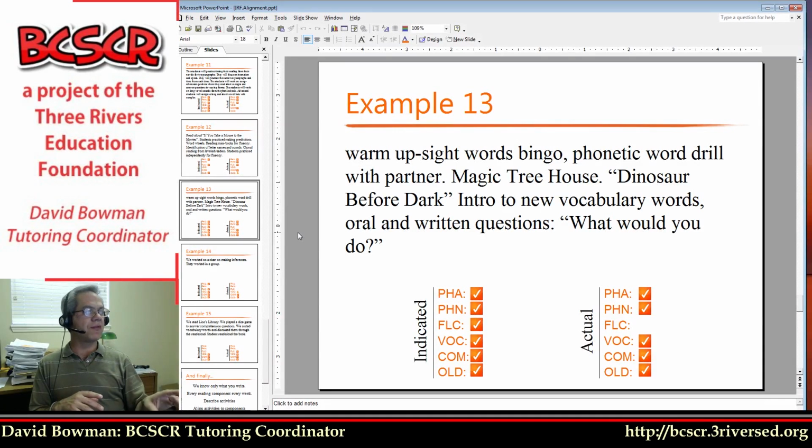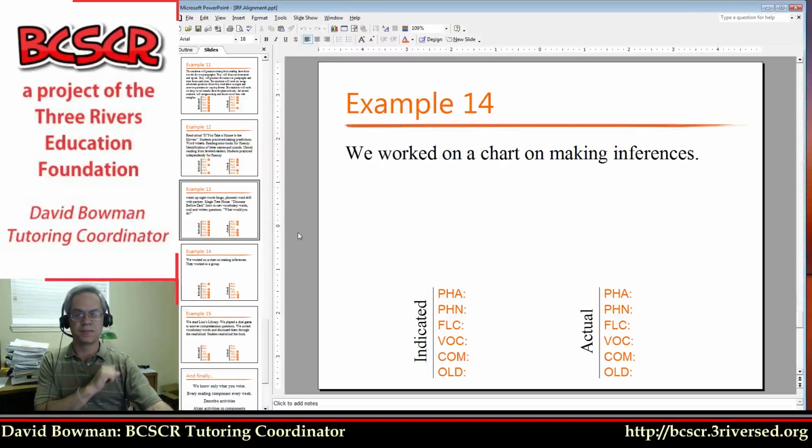So I agree with everything, but the one piece that I don't see is the fluency. We have oral and written questions, but that's different than reading aloud from the text with appropriate speed, expression and accuracy. So I would say yes for everything except fluency.